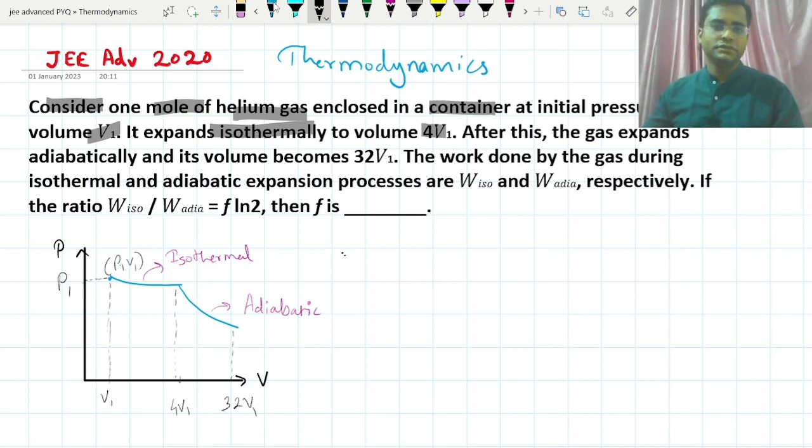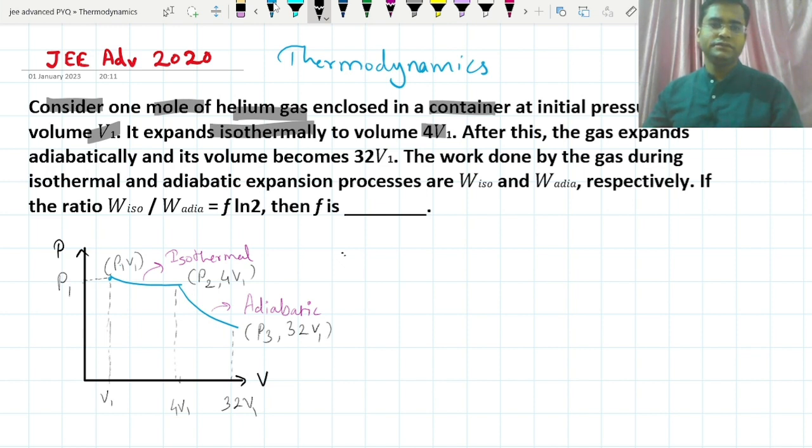So your coordinates here will be P2, which is not given, and volume is 4V1. V2 is 4V1. Okay, so these are the coordinates here. And after this, the gas expands adiabatically. We know that for an adiabatic process the slope is greater and the curve is steeper. You can see in the second curve the volume becomes 32 V1. The final pressure again is not given, so let's say P3 is the pressure and volume V3 is 32 V1. So these values are given.